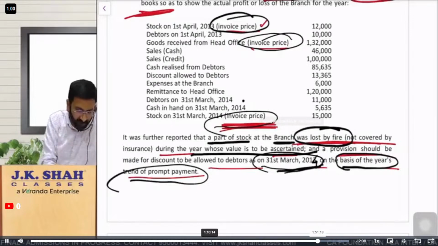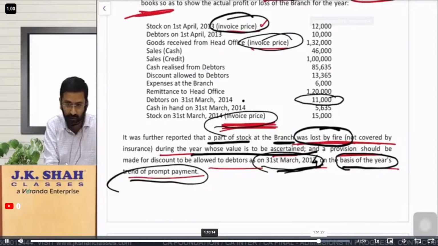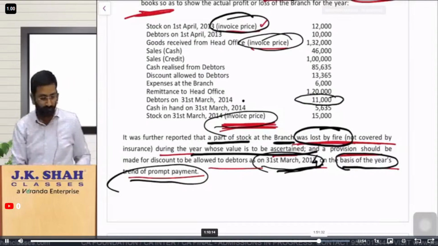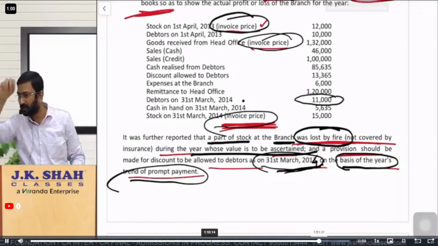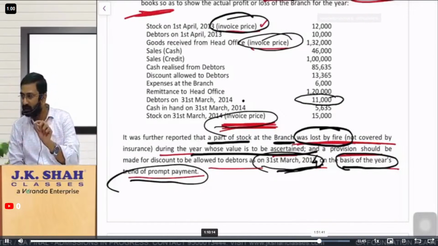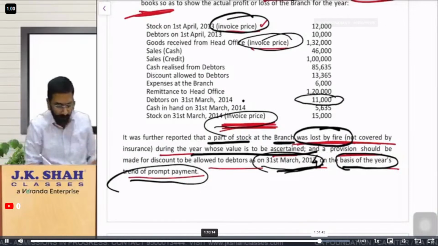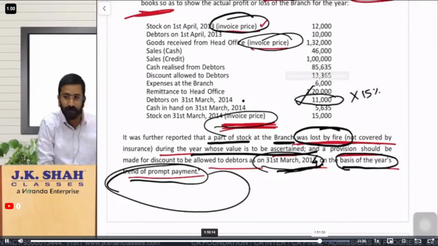Now, how much is the closing balance? 11,000, and for this I have to create a provision for discount. What is the provision for discount percentage? How much cash discount are we giving? 15%, as given somewhere in the first paragraph. So 11,000 is your closing debtors and I should create a discount provision of 15%. But should I give 15% discount for all the customers or only for the people who are going to do prompt payment?